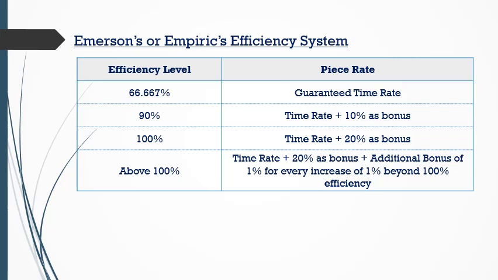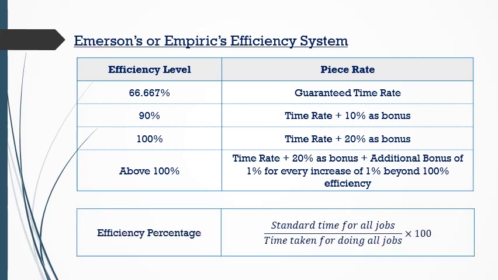And if it is above 100%, time rate plus 20% of bonus, and an additional bonus of 1% for every increase of 1% beyond 100% efficiency. Now, what do you understand by this? If the efficiency of the laborer is 115%, 15% is above 100%. So, 1% for every 1% of that 15% will be paid as bonus to them, like an incentive.